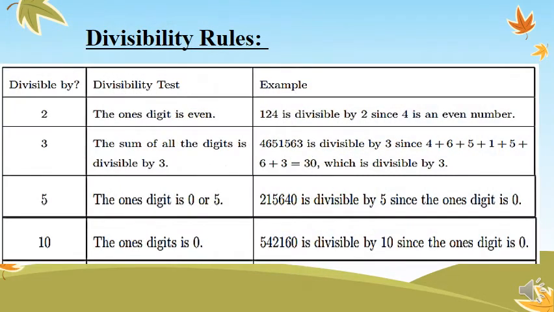Okay, before we continue, we said that we need the divisibility rules in our lesson, so we have to study them and review them. For numbers divisible by 2, the ones digit must be even: 0, 2, 4, 6, or 8. For a number divisible by 3, we have to add the digits. Their sum must be divisible by 3. A number is divisible by 5 if the ones digit is 0 or 5. And a number is divisible by 10 if the ones digit is 0.